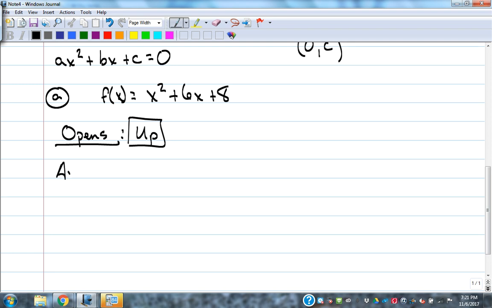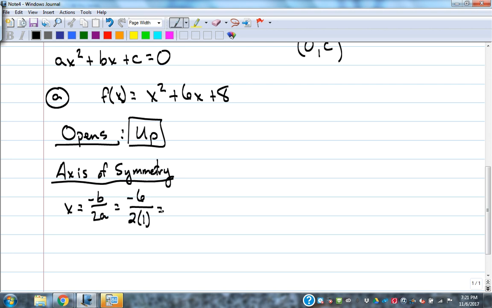Now, let's find that axis of symmetry. Negative b divided by 2a is the formula. Negative b would be negative 6. 2 times a would be 2 times 1. So that'd be negative 6 divided by 2, which is negative 3. So the axis of symmetry is x equals negative 3. And it is an equation because it's a line. Okay, so it's x equals.